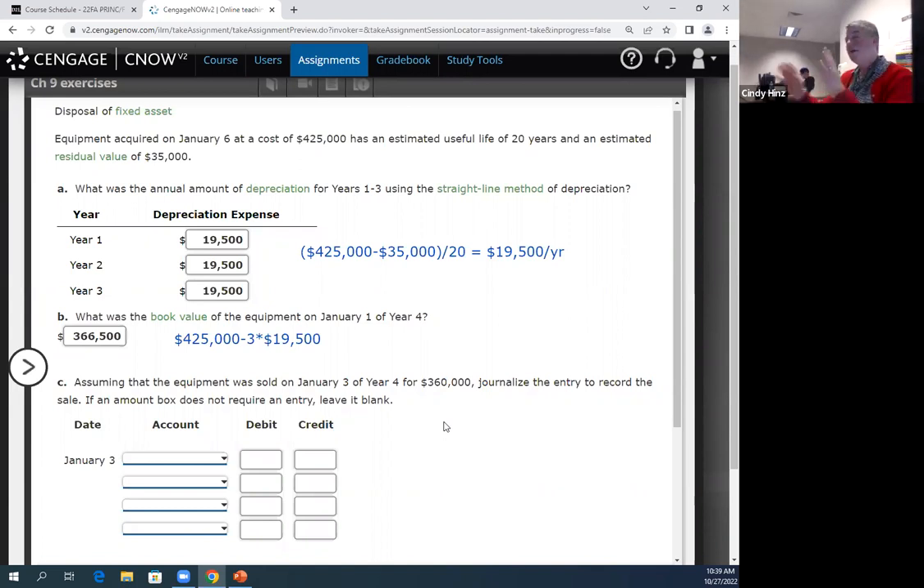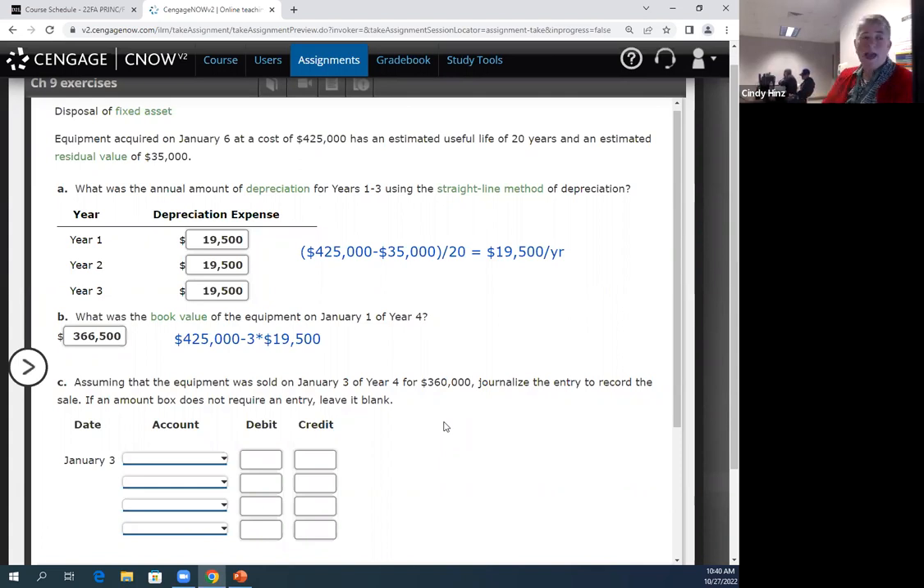So back to what I was saying, though, thank you for helping me fix that. The book value is now 366.5. That does not mean we can sell it and get 366.5 for it. We might get more than that. We might get less than that. It may not have any value at all. We might have to throw it away. We might have to pay someone to take it off our hands.